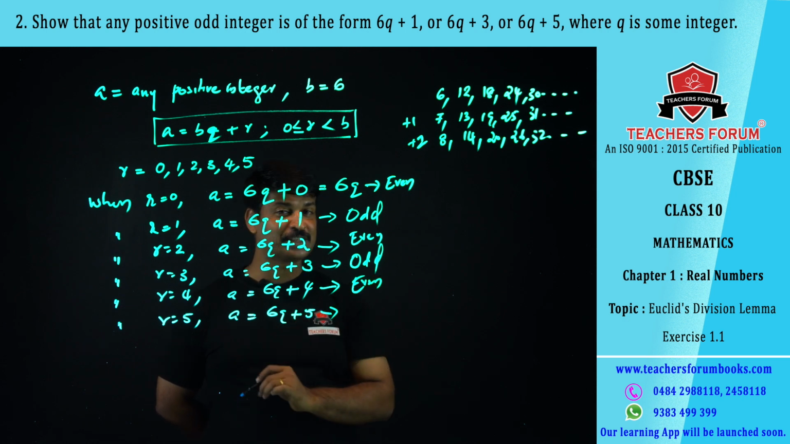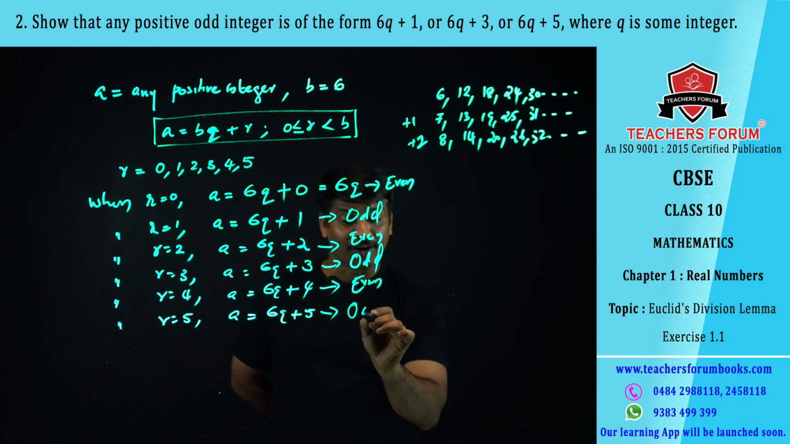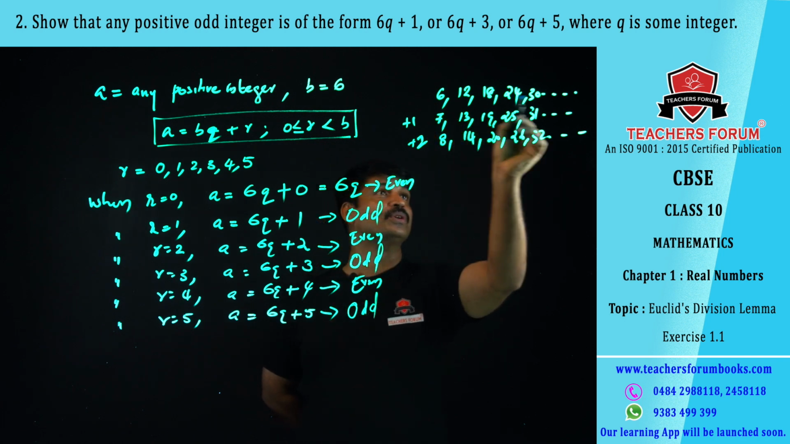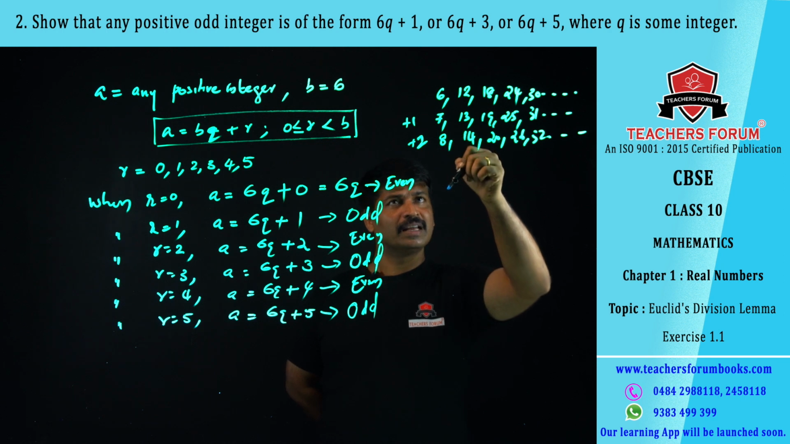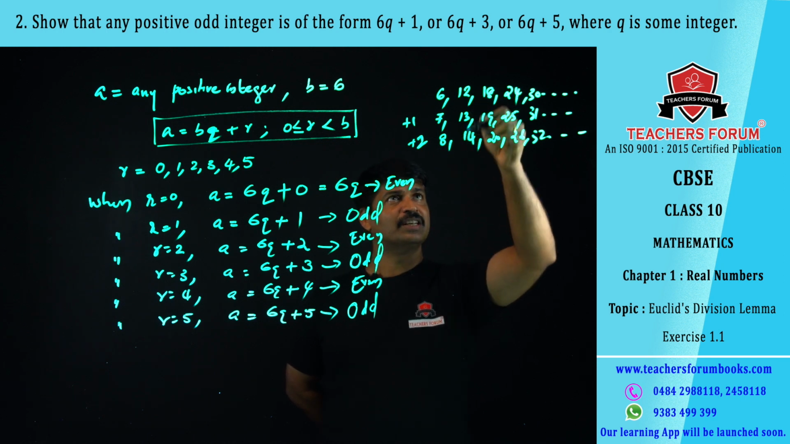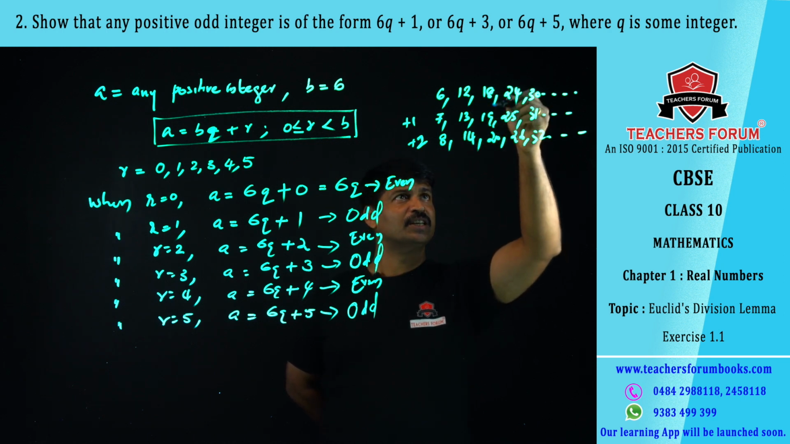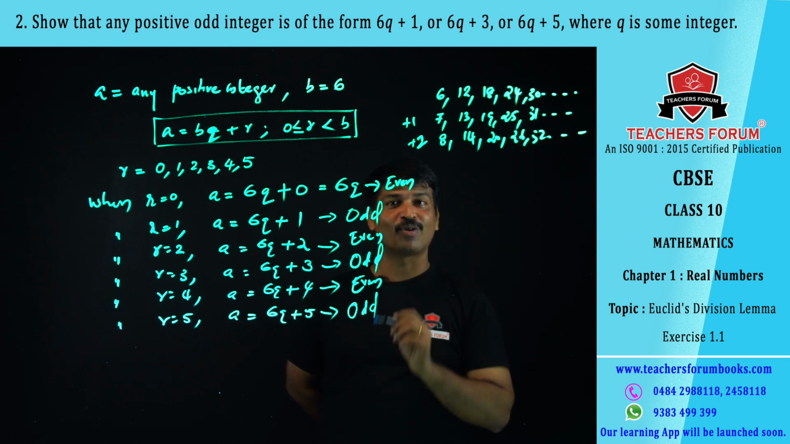Now, what will be 6q plus 5? That will be odd. You just add 5 with 6q. These are the values of 6q. Just add 5. 6 plus 5, 11. 12 plus 5, 17. 18 plus 5, 23. 24 plus 5, 29. All these are odd numbers.